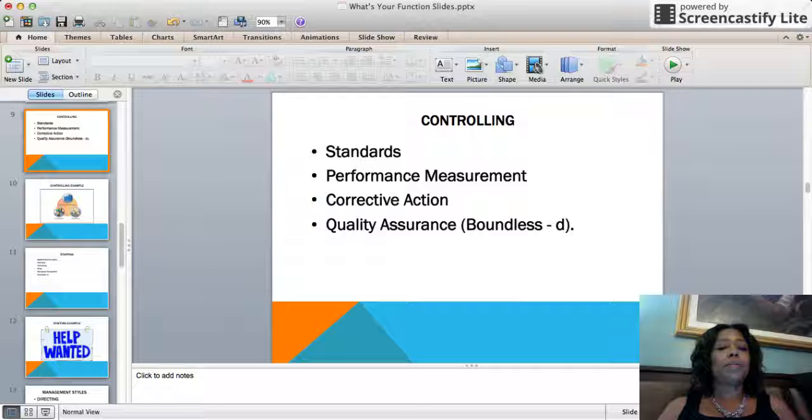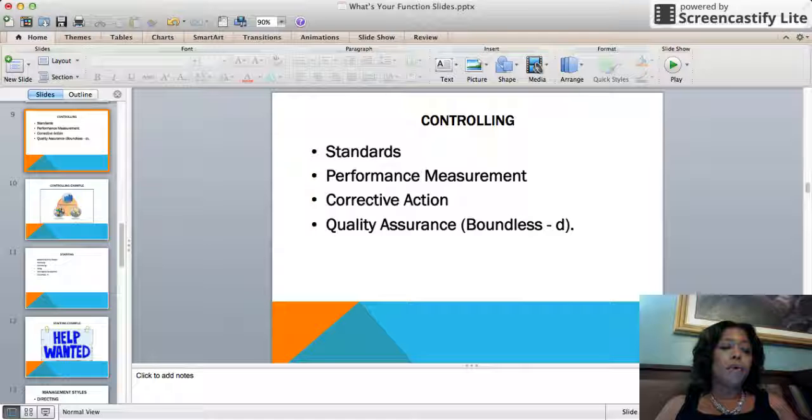Next is controlling. Controlling is setting up standards, measuring the performance, and comparing performance against those standards. And then doing corrective actions if those plans are not quite working, as well as trying to ensure the quality and success of the program or organization.